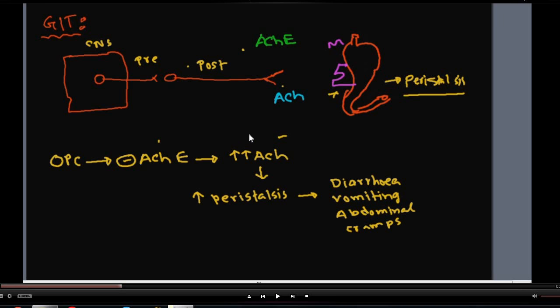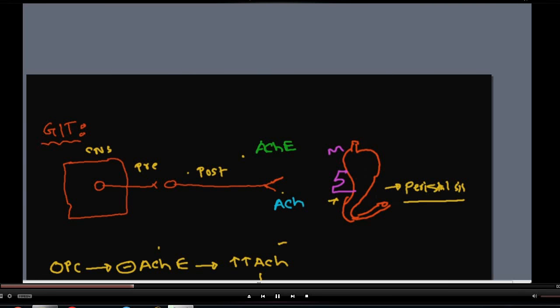And this sky high acetylcholine concentration leads to excessive stimulation of the peristalsis of the GIT, that means of the stomach, small intestine and large intestine. So when peristalsis is stimulated, it can cause diarrhea or hyperdefecation. It can cause vomiting, and increased peristalsis can lead to abdominal cramps. So this is the effect of OPC in the gastrointestinal tract, right?